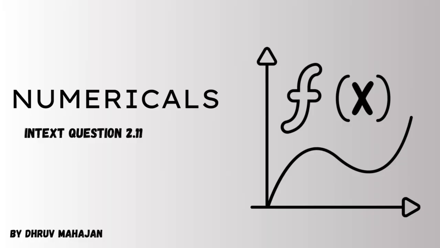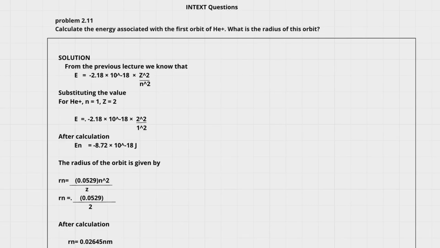In this lecture, we will spend our brain doing some numericals, so join us whether you are a student or a curious mind. In-text questions. Problem 2.10. What are the frequency and wavelength of a photon emitted during a transition from n equals 5 state to the n equals 2 state in the hydrogen atom?